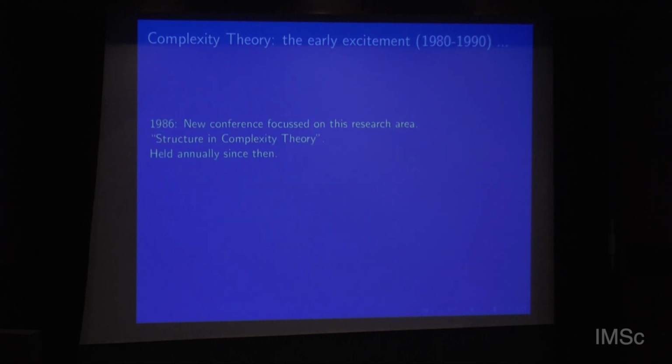Okay, so what was happening? What else was happening in this decade? Well, it was in the middle of this decade in 1986 that the first conference on complexity theory started worldwide. It was called Structure and Complexity Theory, and it's been an annual conference since then. So leading papers in this area are published in this conference, announced to the world in this conference.